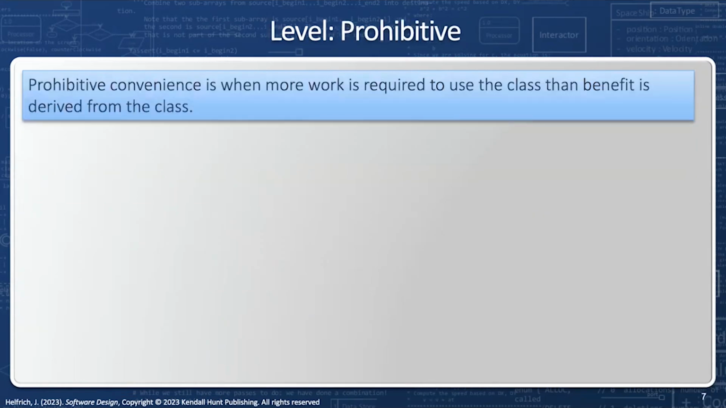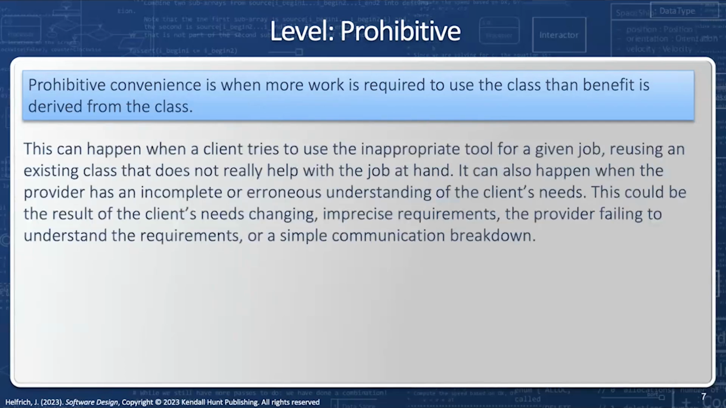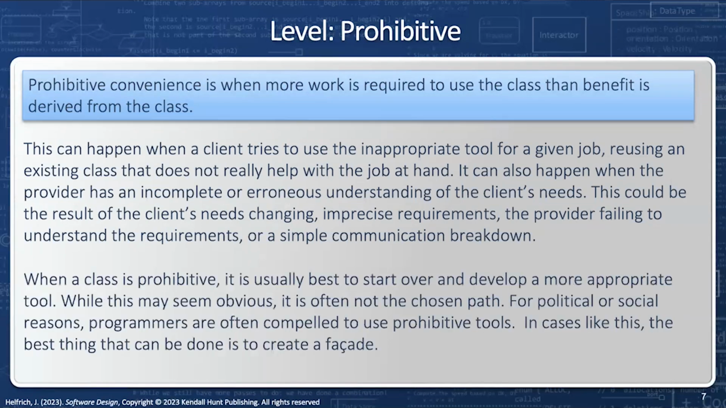The worst level is prohibitive. Prohibitive convenience is when more work is required to use the class than benefit is derived from the class. This happens when the client tries to use an inappropriate tool for the job, or an existing class that does not really help with the job at hand. It can also happen when the provider has an incomplete or erroneous understanding of the client's needs. This could be the result of the client's needs changing, imprecise requirements, the provider failing to understand the requirements, or a simple communication breakdown. When the class is prohibitive, it is usually better to start over and develop a more appropriate tool. While this may seem obvious, it is often not the chosen path. For political or social reasons, programmers are often compelled to use prohibitive tools. In cases like these, the best thing that can be done is to create a facade.